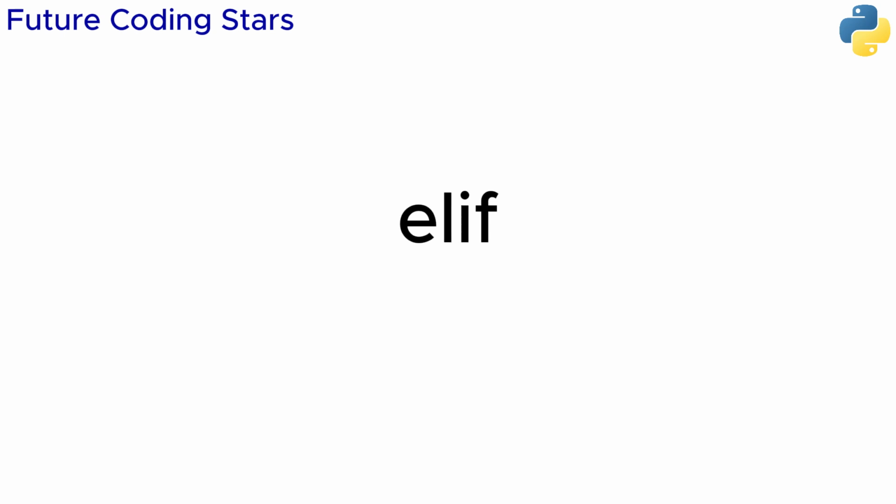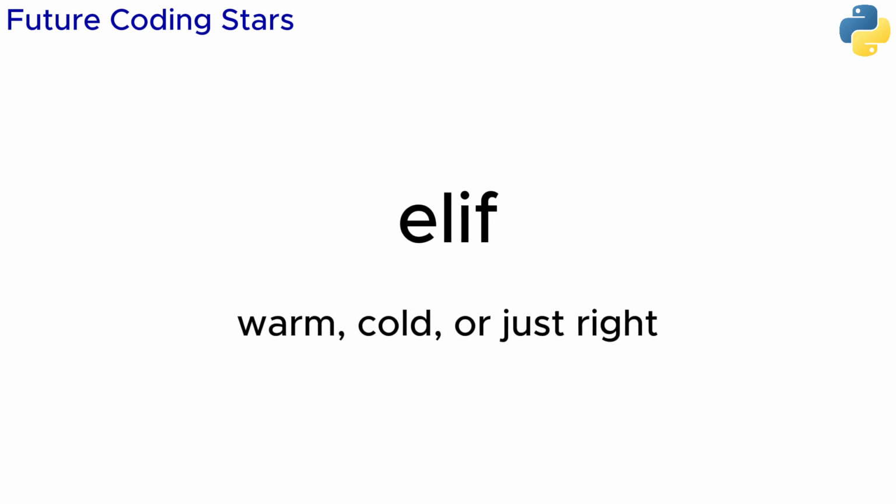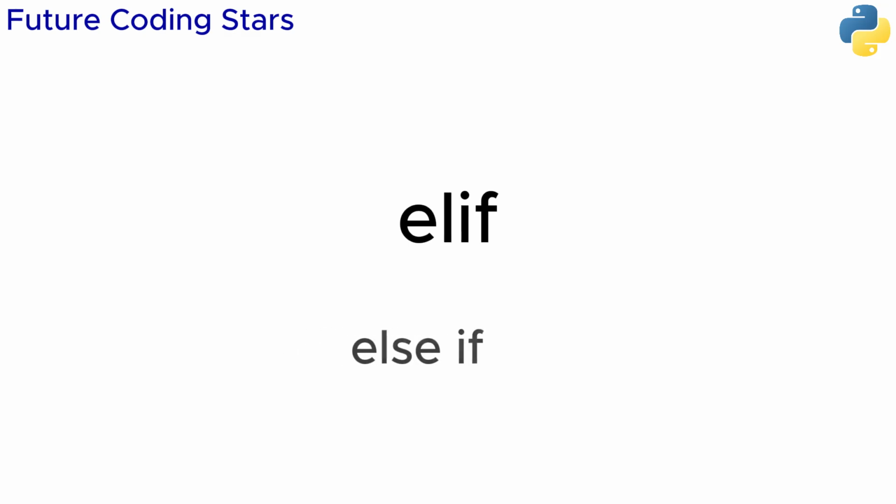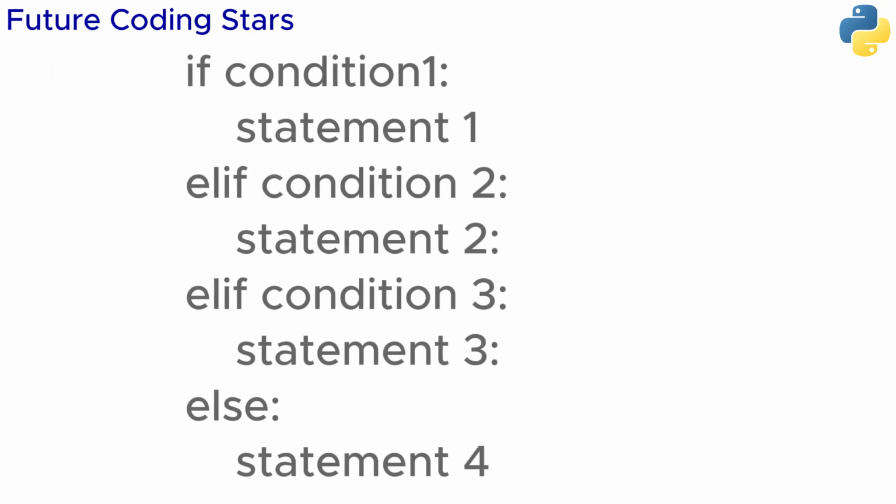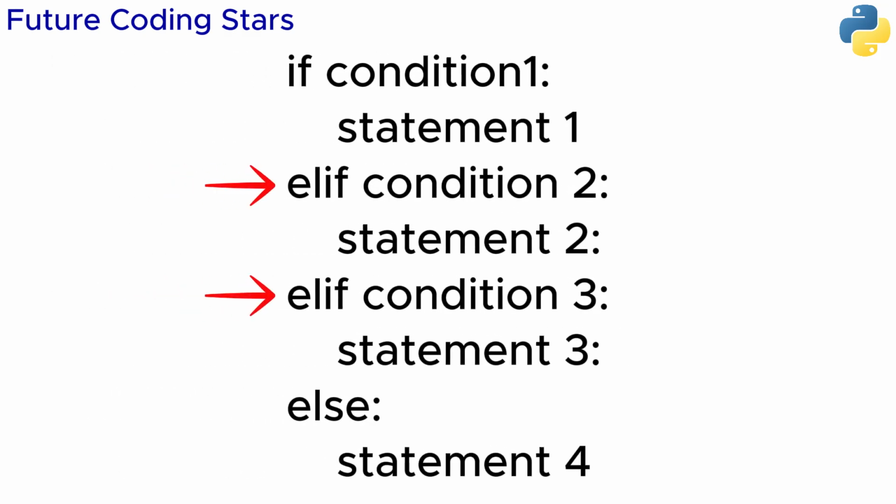But what if you have more than two options, like warm, cold, or just right? For that, we use elif. Elif is short for else if. You can have multiple elif statements between an if and an else. Python checks the if condition first. If it's false, it checks the first elif. If that's false, it checks the next elif, and so on. If all if and elif conditions are false, the else block, if it exists, is executed.